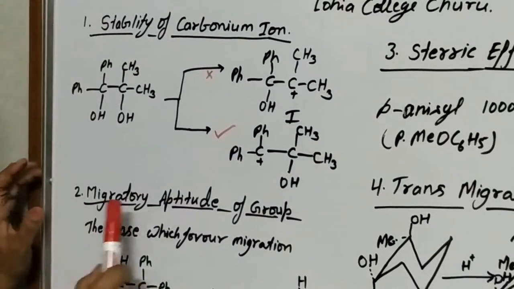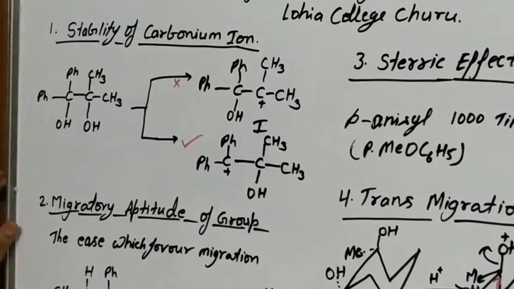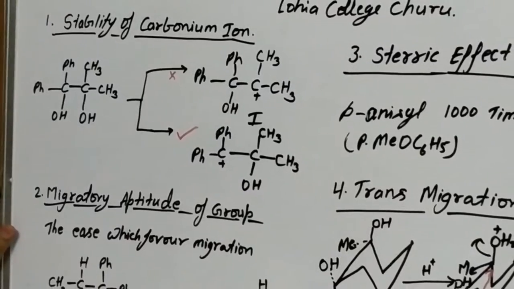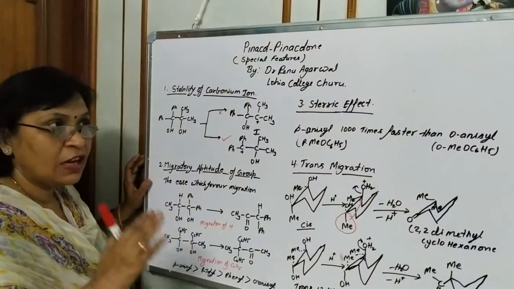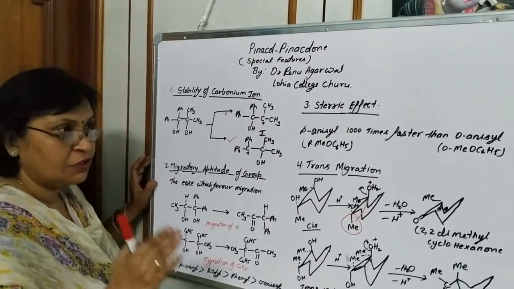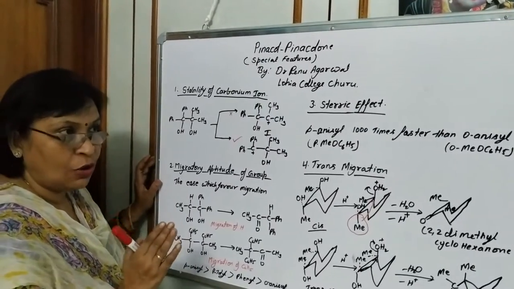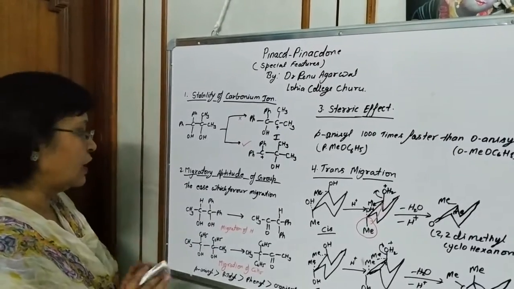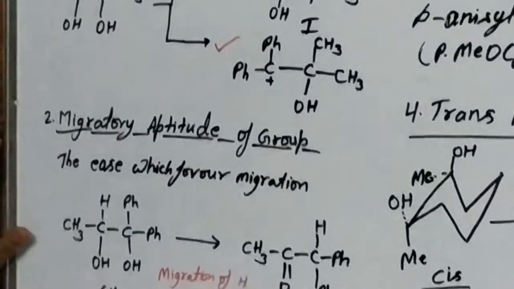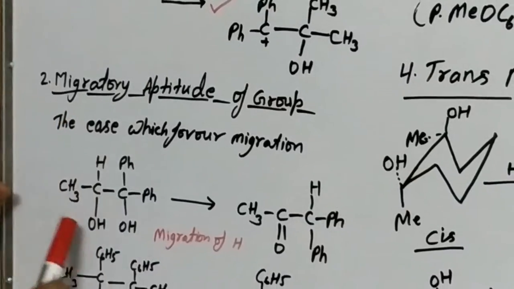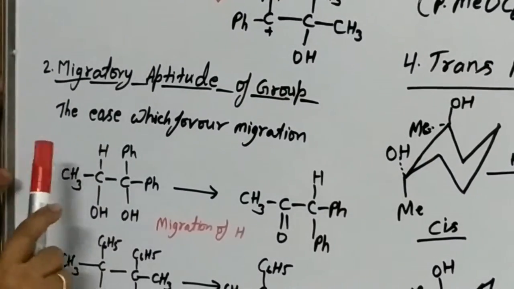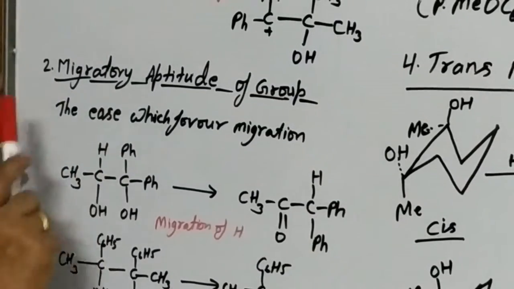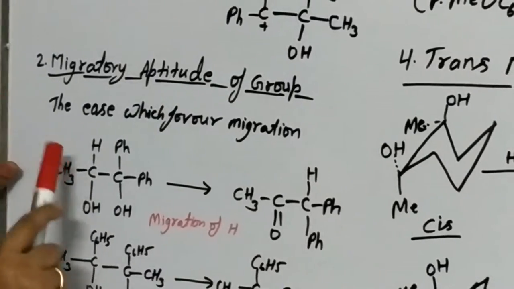Second is migratory aptitude of the group. What is the migratory aptitude of a group? It is the easiness which favors the migration of a group. That group will migrate which has the easiness to attack the carbonium ion in the case of the pinacol reaction. For example, in this compound there is a comparison between three groups: hydrogen, methyl group and phenyl group. Which will migrate? In this case, hydrogen will migrate.